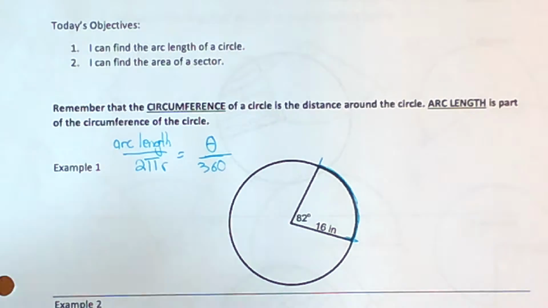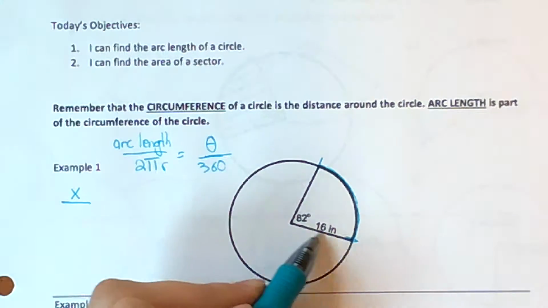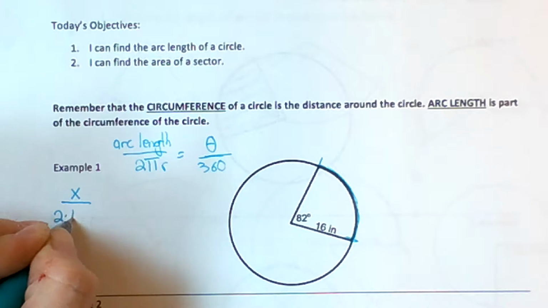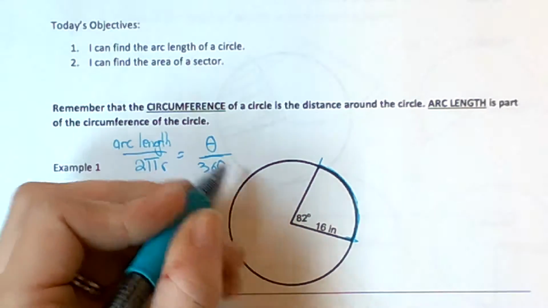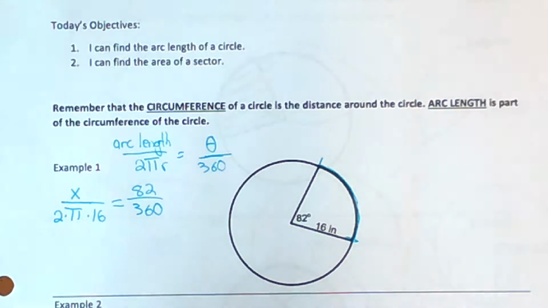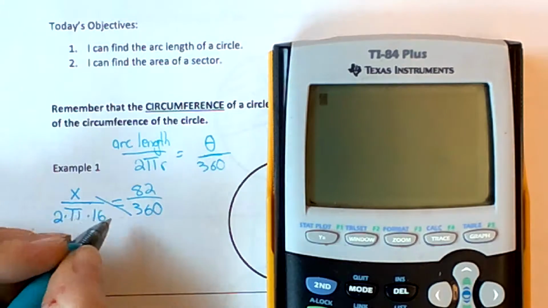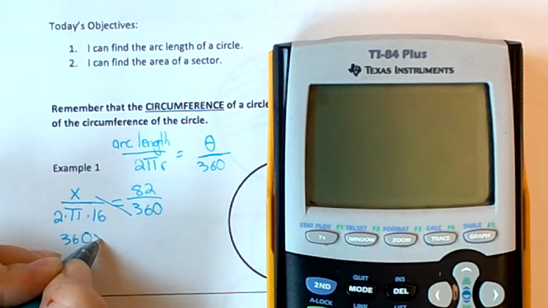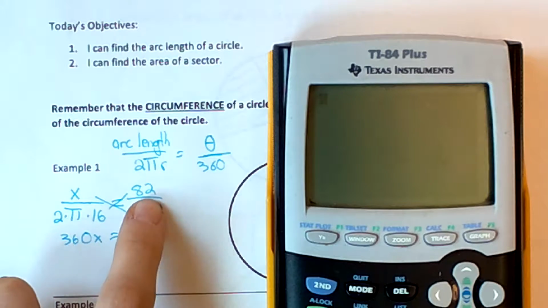So I'm just going to plug in these numbers. Arc length is what I'm searching for, so that's going to get an x. Now 2 pi r, in this case my radius is 16, so 2 times pi times 16 is equivalent to theta, 82 degrees, over 360. So I'm going to cross multiply for my proportions. I know 360 times x is 360x. Now I'm going to multiply 2 times pi times 16 times 82 in my calculator.